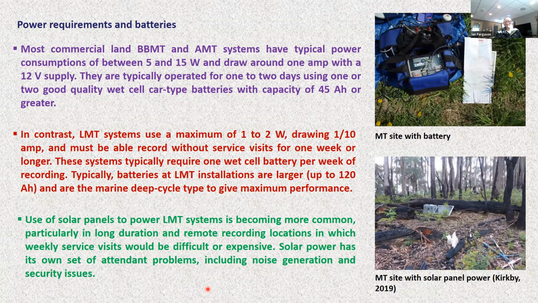Power requirements and batteries. Most land, BBMT and AMT systems have power consumptions between 5 and 15 watts and will draw around 1 amp with a 12-volt supply. Typically, they can be operated for 1 to 2 days using 1 or 2 good quality wet cell car-type batteries.